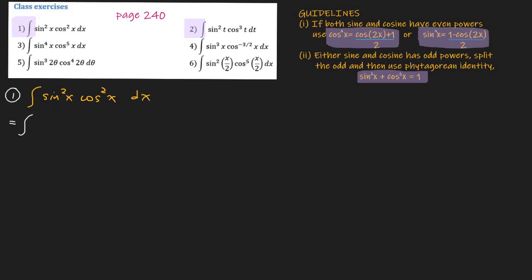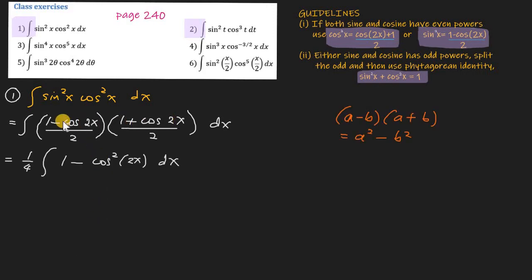Okay, question number 1. Here we see that the sine is a power of even number, and in fact the cosine is also an even power. In our guideline it says that if both sine and cosine have even power, consider using the double angle formula. Okay, this is the formula. So let's change our sine square into this and cosine square into this. So we change into that and then let's expand it.